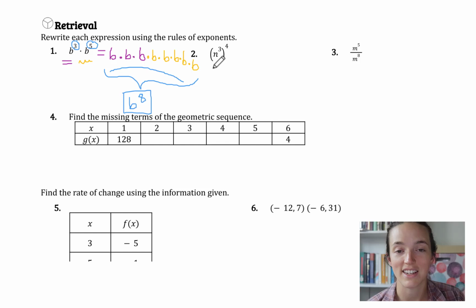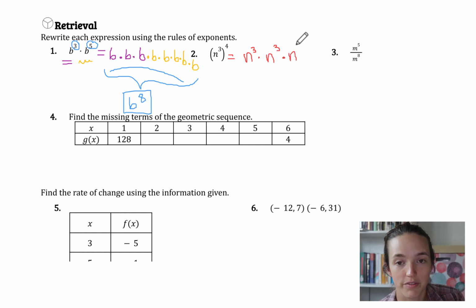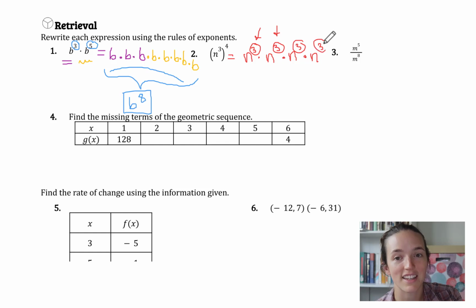Okay, number 2, we have n to the third raised to the 4th. So once again, I'm going to expand this out. This is like doing n to the third times itself 4 times. What I remembered in number 1 is that when I'm multiplying variables like this, I can add all of these exponents together. Because this is like 3 n's, 3 more n's, 3 more n's, and 3 more n's. So 3 plus 3 plus 3 plus 3 is 12. N to the 12th.